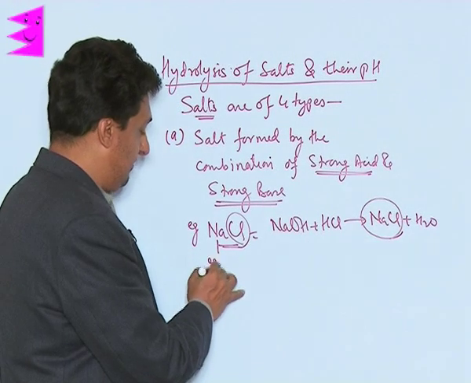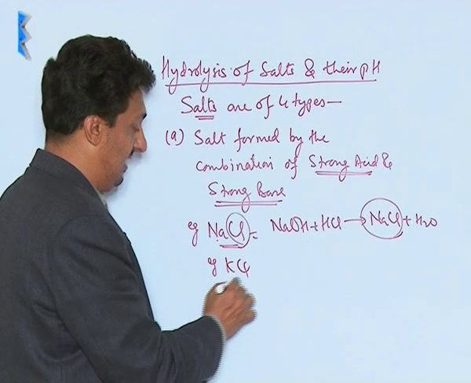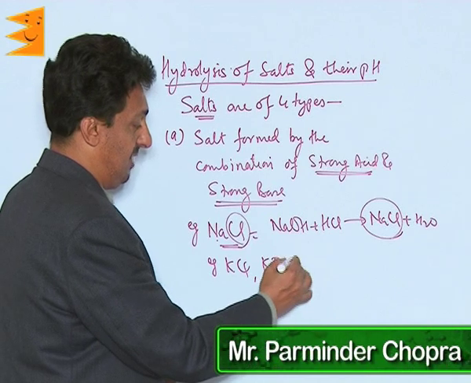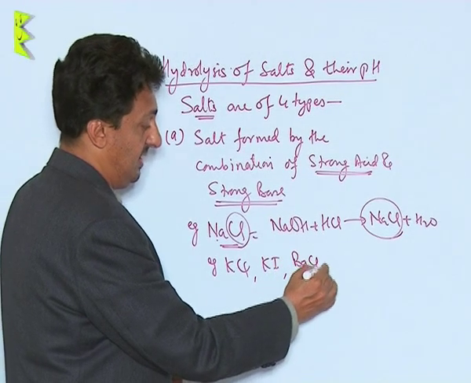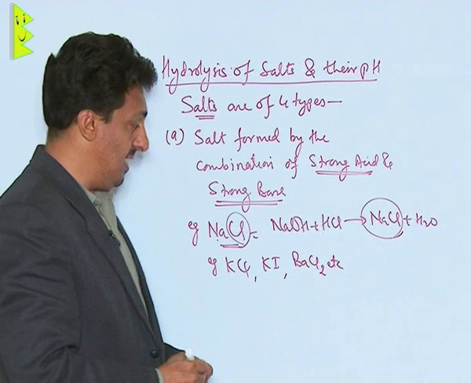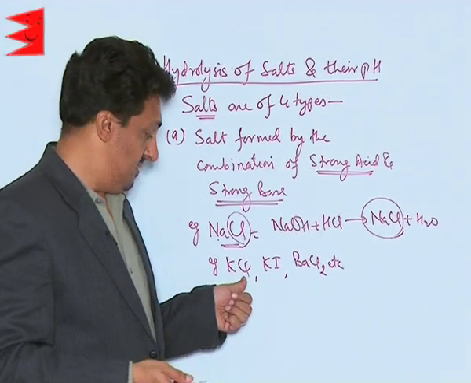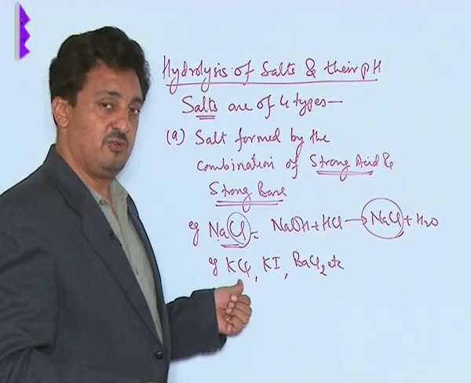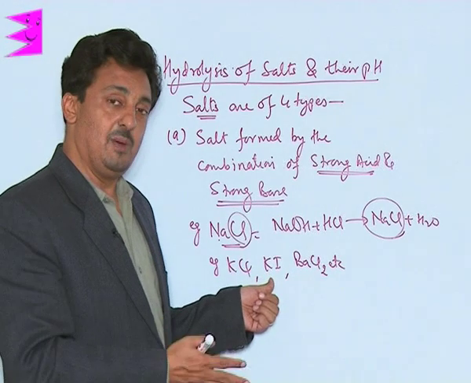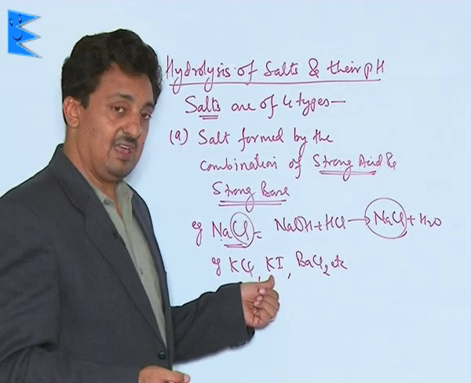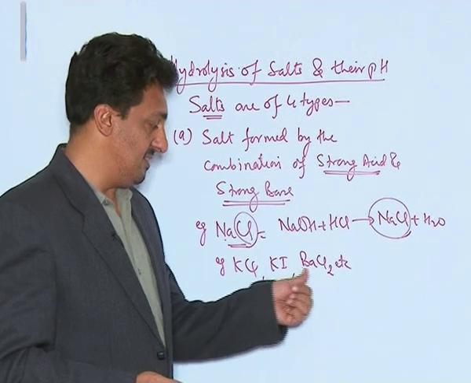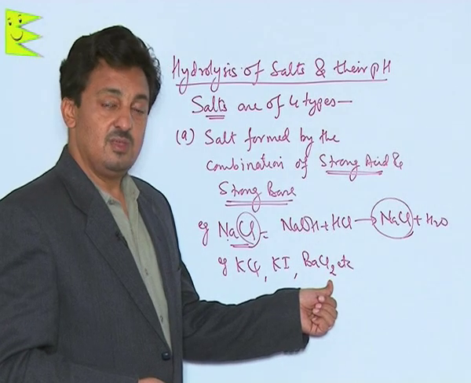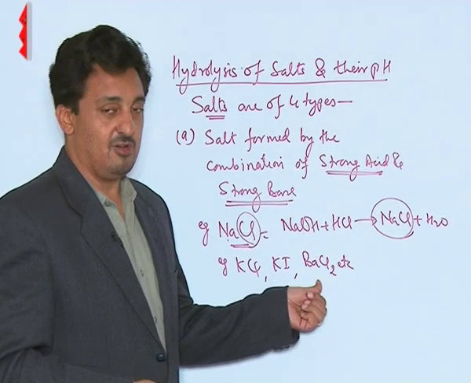Other examples of this type of salt can be KCl, or barium chloride, etc. How can you make out KCl? K from KOH, Cl from HCl, both of which are a strong base and a strong acid. It's a salt of a strong acid and a strong base. Barium hydroxide gives you barium, a strong base, and HCl gives you the Cl. So it's again a combination of strong base and strong acid.